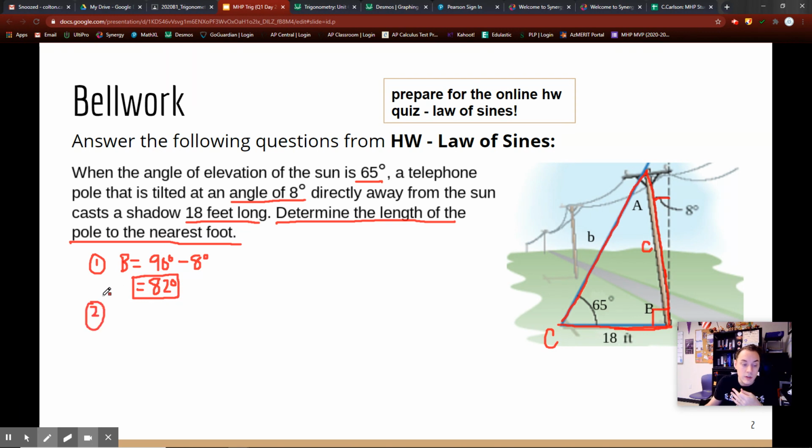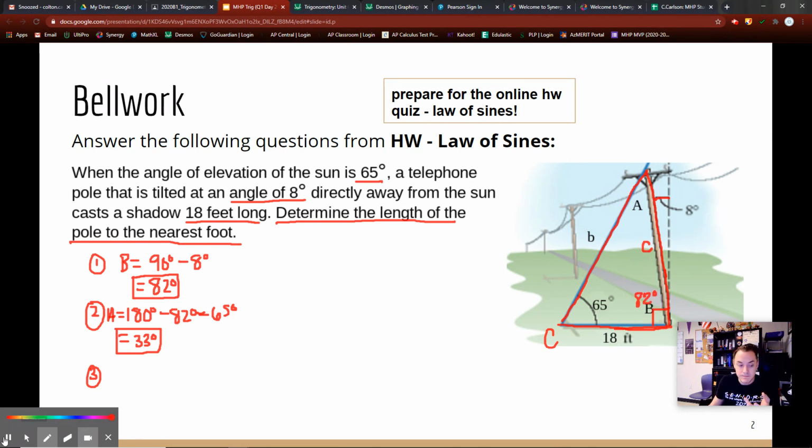Now, what is A? Well, now I can just solve for the rest of the angles. So A equals 180 minus 82, which is B, and then minus 65, which is C. When I do all this, this actually equals 33 degrees. Now, when I get to this point, I need to start setting up my proportions. So let's find B first, because I need one of these missing side lengths in order to find C. Because I have B, which is right now 82 degrees, and then I have C.